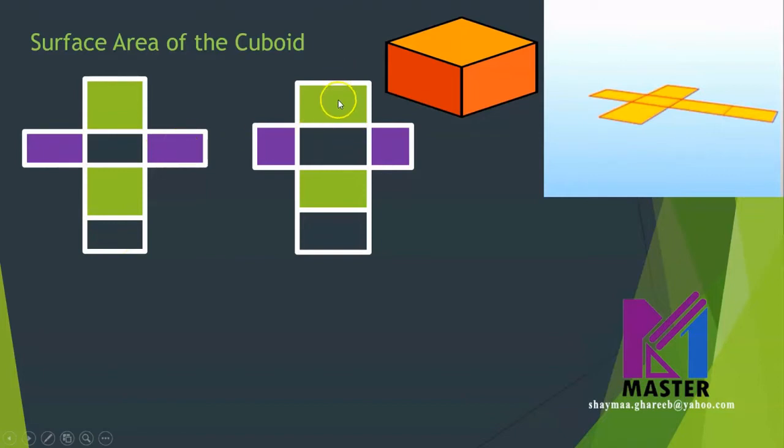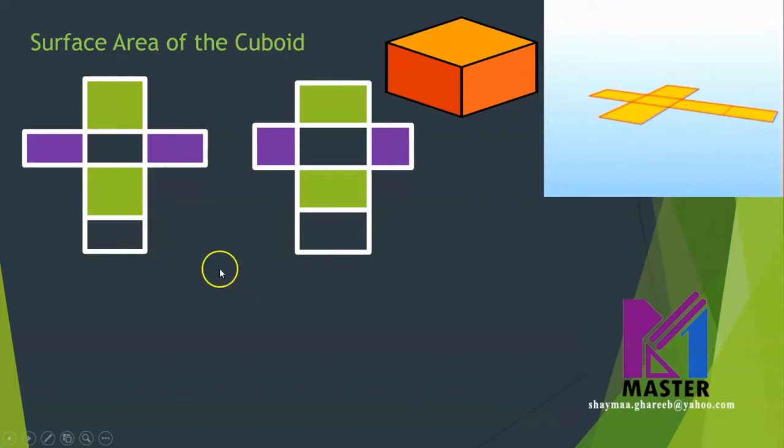Here, all these 4 faces are identical. They all have the same size. And the 2 sides are identical and they have a different shape than these 4. But here we have this face and this face equal or identical to each other. And this one and this one, they are different than the other 2.